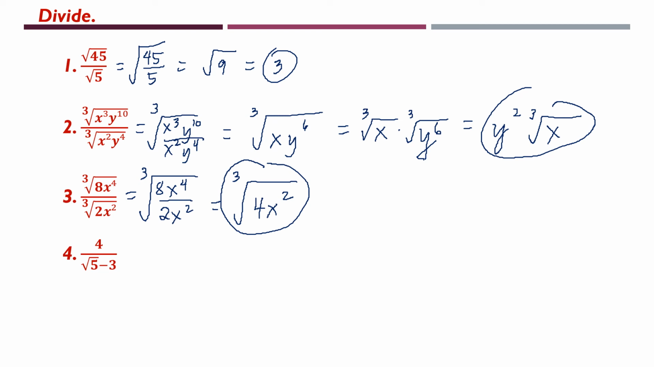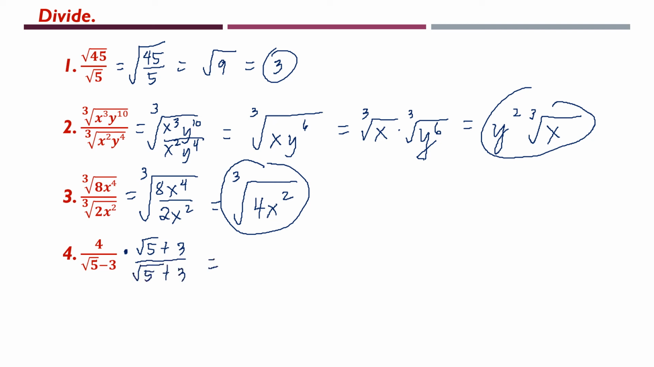Another example, 4 over square root of 5 minus 3. In this example, we need to rationalize binomial denominators. In order to do that, we multiply the numerator and denominator by the conjugate of square root of 5 minus 3. So the conjugate is square root of 5 plus 3.